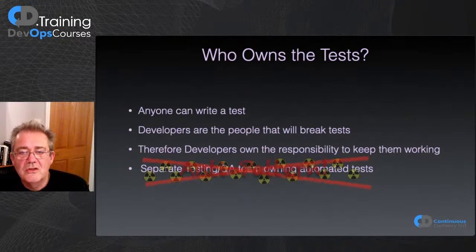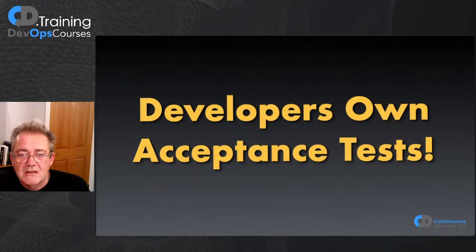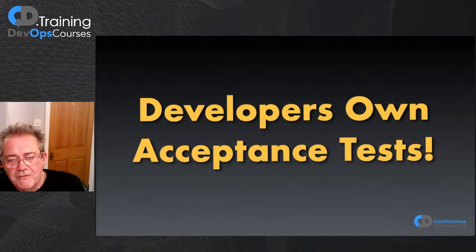But as soon as that specification exists and people start using it to develop software, developers, then they are the people that will break the tests. Therefore, developers will own the responsibility to keep them working. So, developers own acceptance tests. It's their responsibility to keep them passing. It's their responsibility to make a correction if an acceptance test fails. It's not somebody else's responsibility. This closes an essential feedback loop in the development approach. And however hard you try, you can't hand this responsibility sensibly on to somebody else.